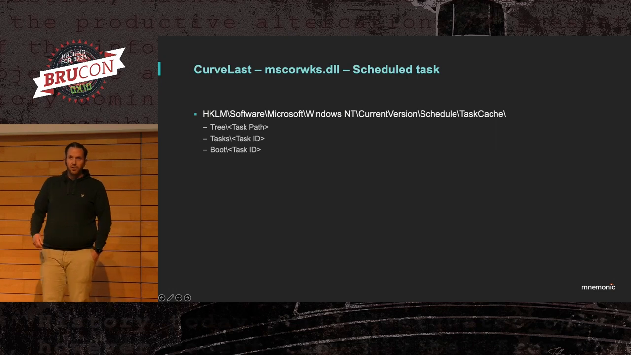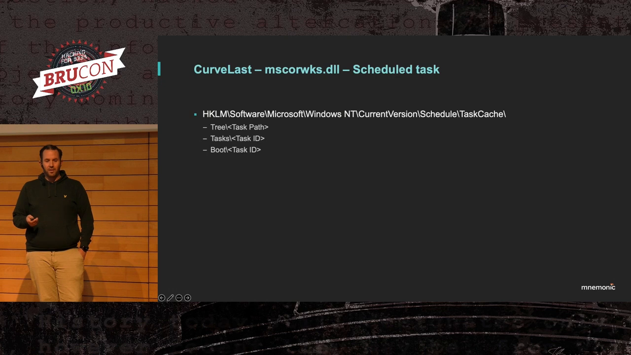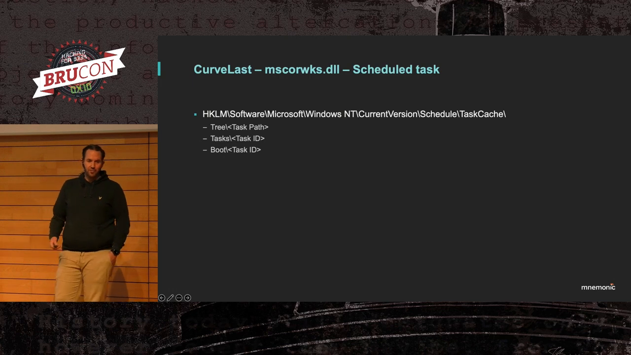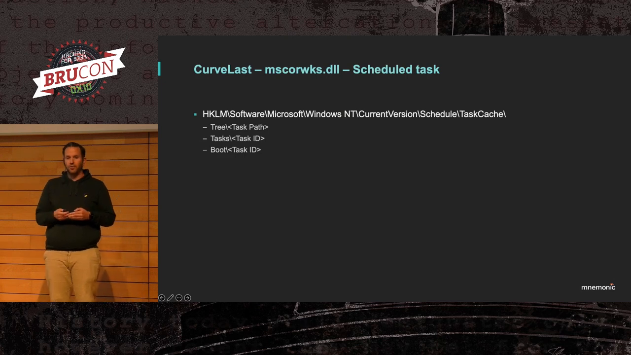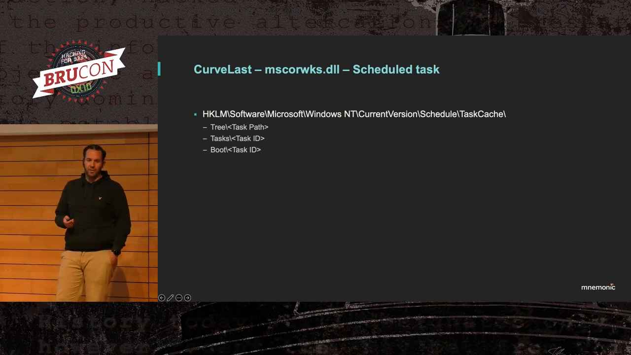So when you generate a scheduled task in Windows, this particular task in the registry is manipulated. Under the task cache folder, you create a tree which holds the task name and the path and what ID you should look for. And then you create the actual task, or what the task should do, under the tasks folder. And then they also created a section under the boot folder, which means that it will execute when the system reboots.